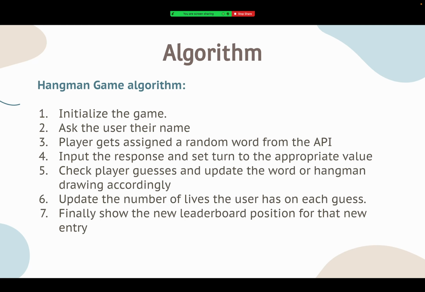So this is basically the algorithm. You initialize your name, and then the game starts. The player gets assigned a random word from the API. The input response is set up for the appropriate value, basically how it's going to react every time you guess a letter. So we check the player's guesses and update the word or hangman drawing accordingly. Then we update the number of lives the user has on each guess. And finally, we show the new leaderboard position for that new entry.